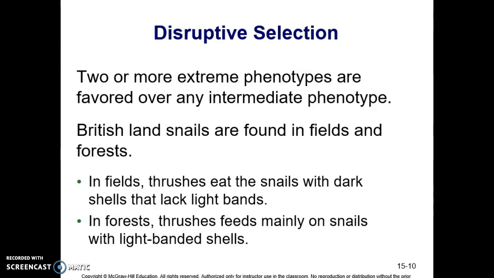Disruptive selection is when both or more than both of the extreme phenotypes are favored, and the intermediate is actually not favored. Okay, and this one's a little more rare, but we do have the British land snails. They're found all throughout Britain, and sure enough, if you find them in fields, they're going to have dark shells, and they don't have any banding patterns. And in the forests, you're going to see mostly snails with light banding patterns. So they're still the same species, but they have different colorations based on their environment.